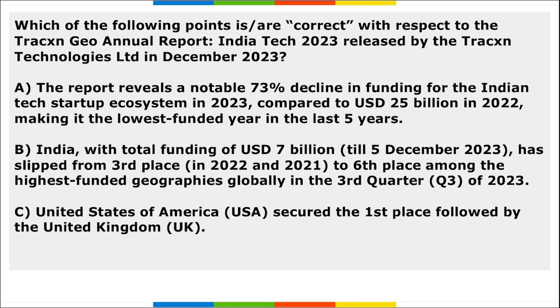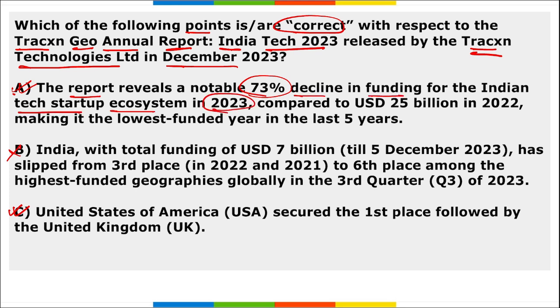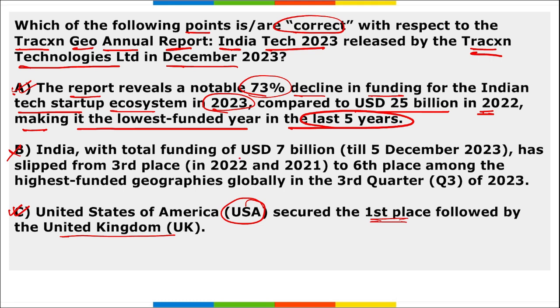Next, which of the following points are correct with respect to the Tracxn Geo Annual Report India Tech 23 released by Tracxn Technologies Limited in December? If we look at the options, option A and option C are right, whereas option B is wrong. A: the report reveals a notable 73% decline in funding for the Indian tech startup ecosystem in 2023 compared to $25 billion in 2022, making it the lowest funded year in the last 5 years. C: USA secured the first place followed by UK. But option B says that India, with the total funding of $7 billion, has slipped from third place to sixth place among the highest funded geographies globally in the third quarter.